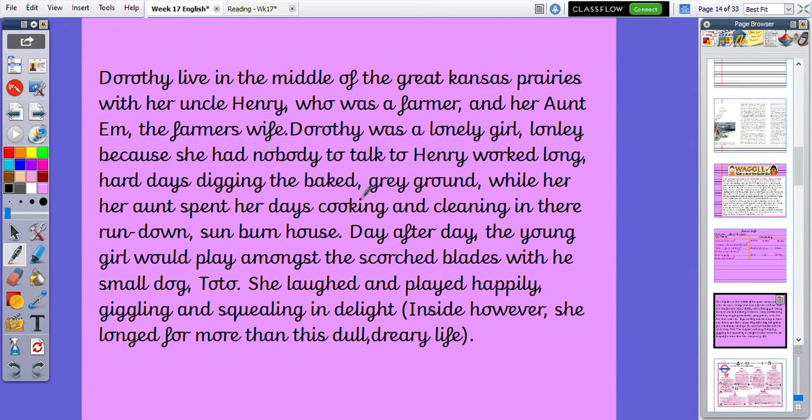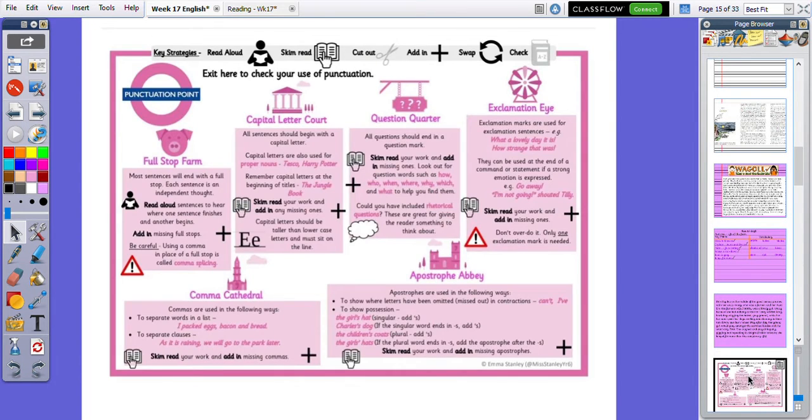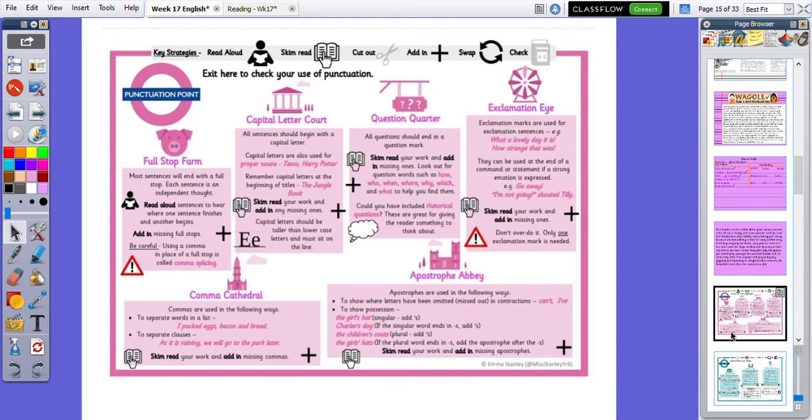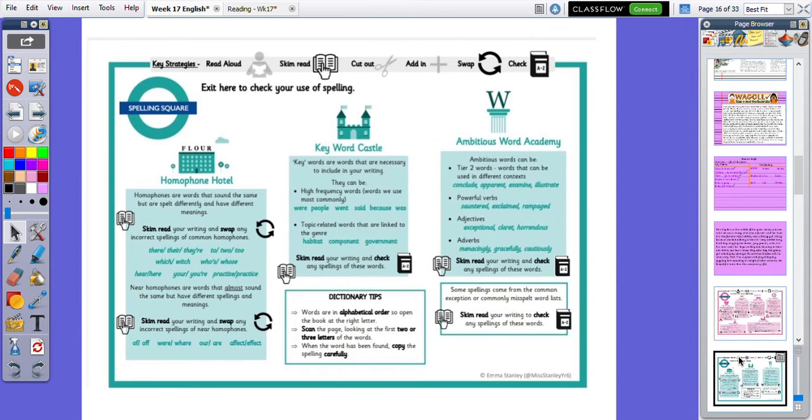Okay, so the next thing I want us to look at before we start to edit is these editing stations. So these are based on the stations of the London Underground, okay, but we have adapted them to be in with English. So we have punctuation point, we have spelling square, there is grammar grove, and other ones like that. But we are focusing purely today on punctuation point and spelling square.